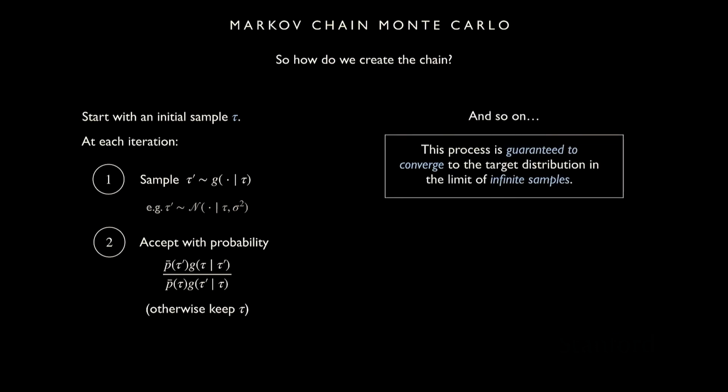And the cool thing is this process is actually guaranteed to converge to the target distribution in the limit of infinite samples. So if we sampled forever, we would get exactly the target distribution that we're trying to sample from.